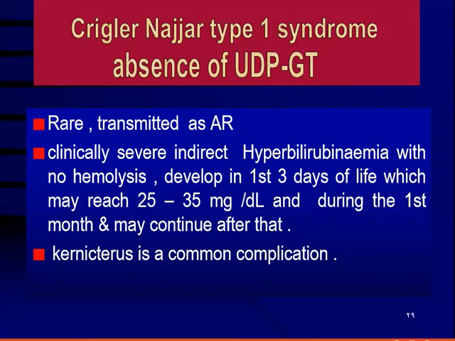Clinically, there is severe indirect hyperbilirubinemia with no hemolysis. So, when we see a severe hyperbilirubinemia with no hemolysis, we should think of Crigler-Najjar type 1. It develops in the first 3 days of life, and bilirubin may reach 25 to 35 milligrams per deciliter during the first month and may continue after that. Kernicterus is a common complication.